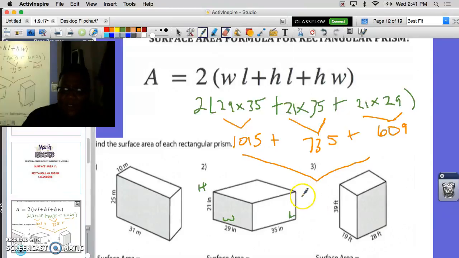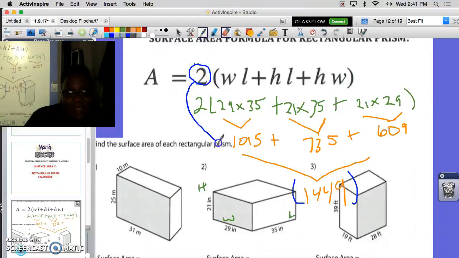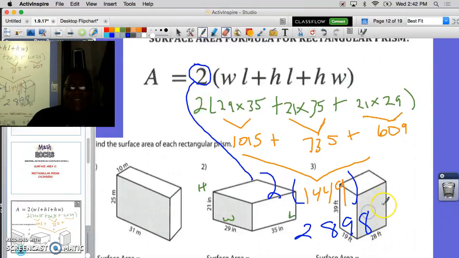All right. So adding these together is 1,449, but we can't forget to do one last thing. Because remember, we still can't forget that 2 that's on the outside. And that means to multiply. Okay. 2,898. See how fast I was? 2,898 is the answer for this. And it shall be inches squared. Inches squared for number 2.